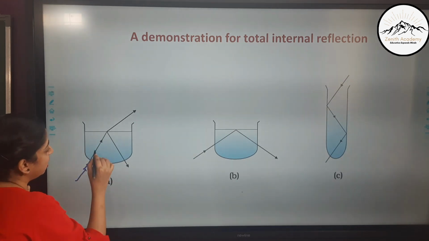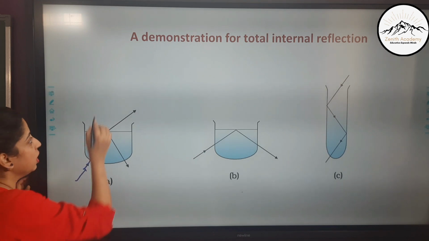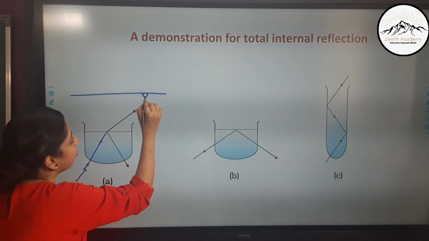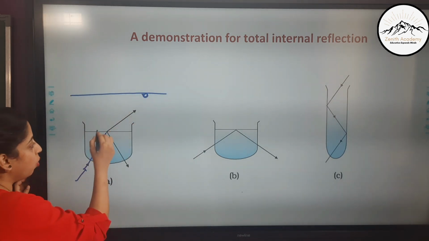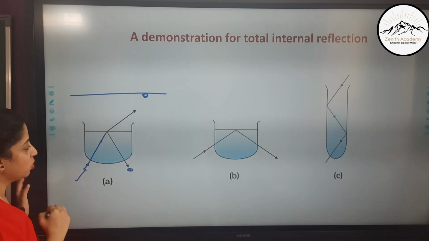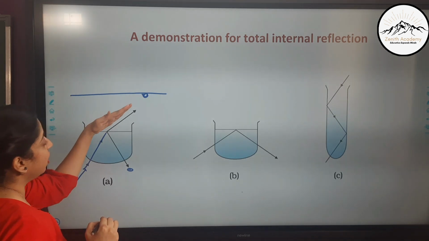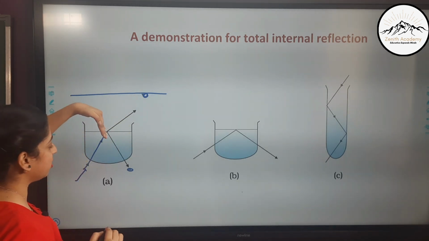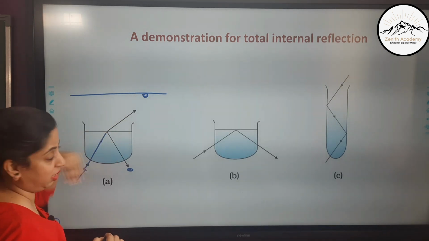Okay. So when you direct the laser beam from the bottom, what do you see? That at the roof you will see a spot. Okay. Also at the bottom you will also see a spot. Okay. So this means there is some refraction happening, and some of it is partially reflecting.